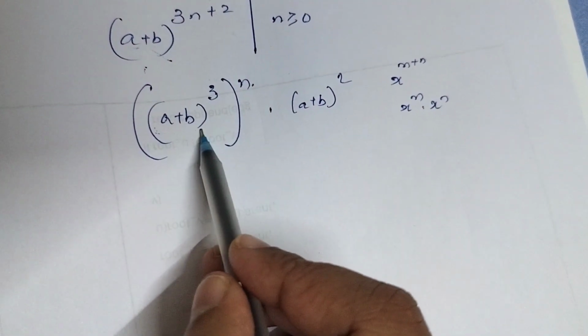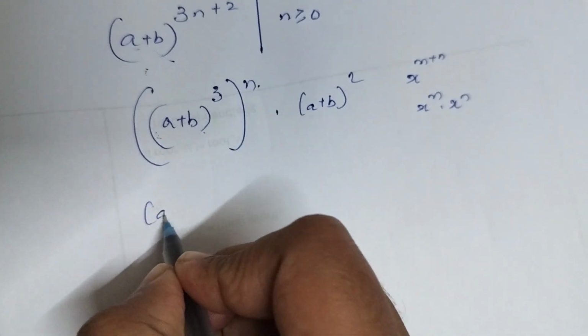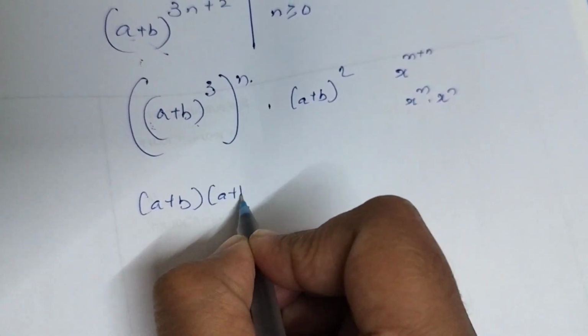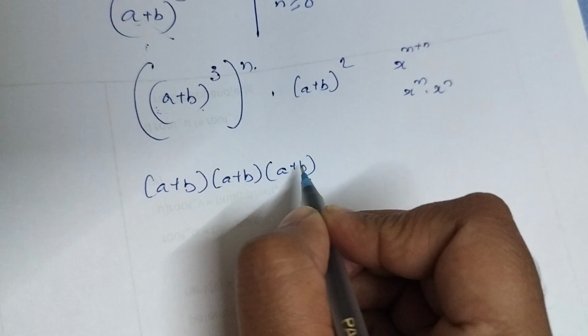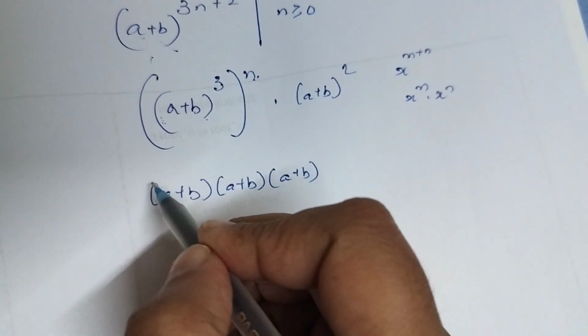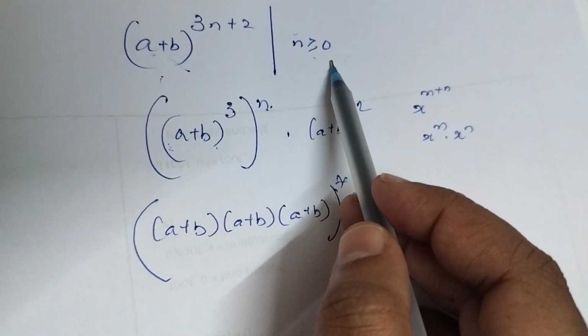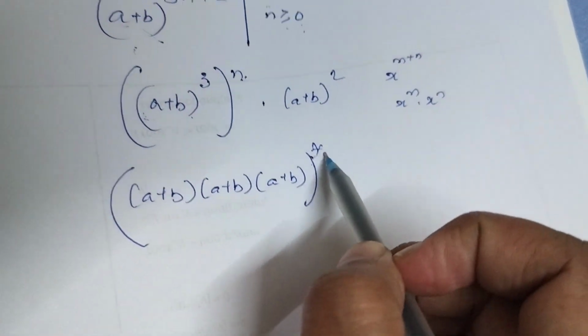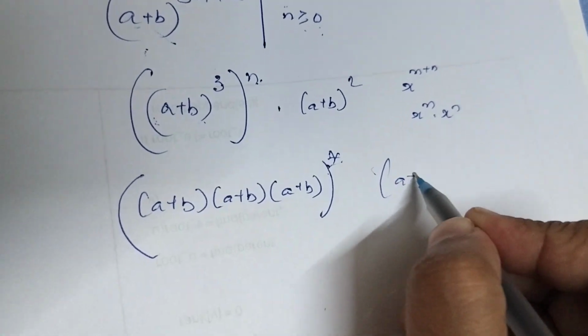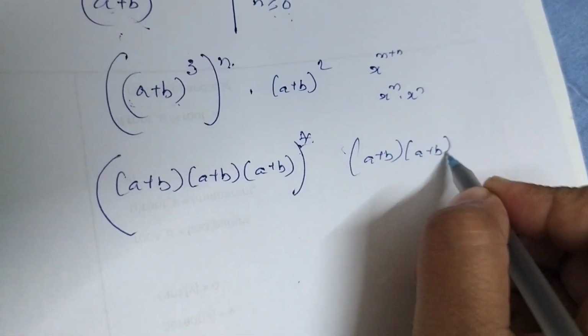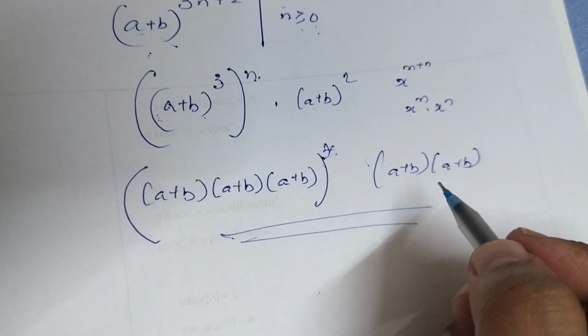So 3 times you need to write (a plus b)(a plus b)(a plus b). For the regular expression we can mention it with a star because the n value is greater than or equal to 0, so star means 0 or more. Then (a plus b) 2 times, so we can write (a plus b)(a plus b). So this is a regular expression for the given problem.